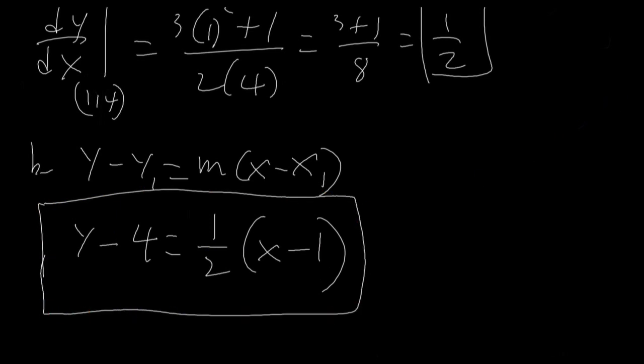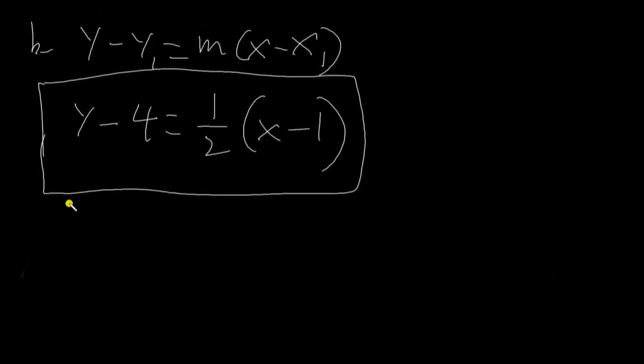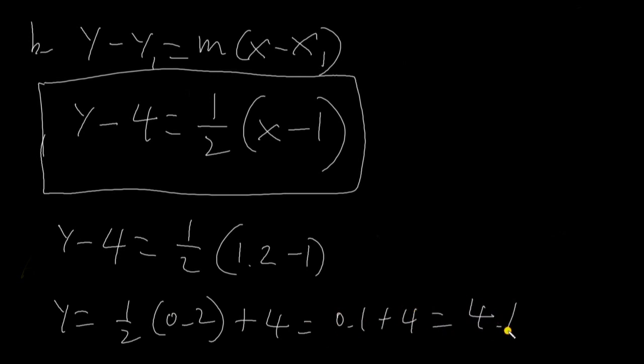And then remember, they also wanted us to use this to approximate f of 1.2. So when x is 1.2, what is y approximately equal to? Well, I can just plug in 1.2 here for x. So we'll get y minus 4 equals 1/2 times (1.2 minus 1). So y is equal to 1/2 times 0.2 plus 4, which is 0.1 plus 4, which is 4.1. And this is where the other point would come from for part B.